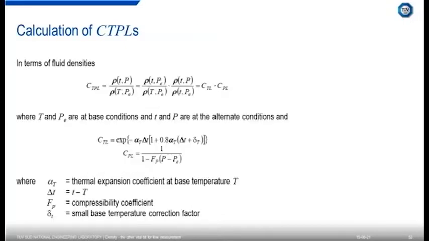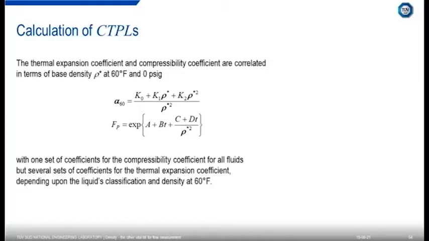So we can express those in terms of fluid densities, and in the API tables and algorithms, the correction terms are split out into temperature corrections and pressure corrections. Temperature corrections are in terms of thermal expansion from a base temperature, and the pressure terms are in terms of a compressibility coefficient. And these have been correlated. They are correlated in terms of a base density at 60 Fahrenheit and 0 psi gauge.